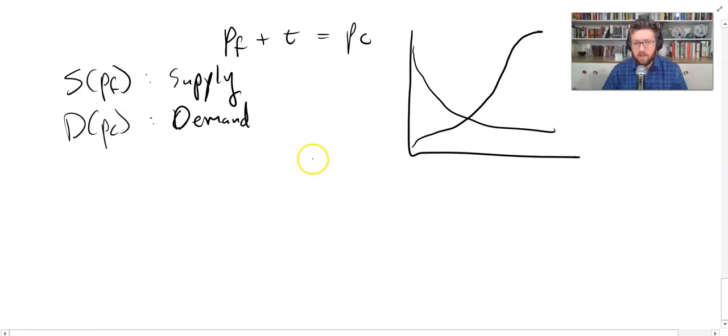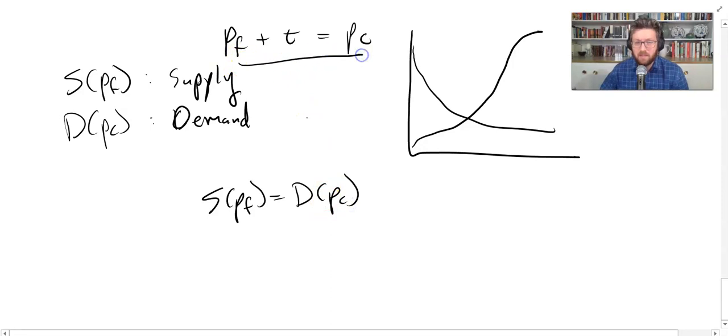What happens to the price firms receive and the price consumers pay when we impose a tax? So we know that supply equals demand at any equilibrium. So let's start with this condition. Next up, we know that PF plus T is equal to PC. So let's put everything in terms of PF. We're going to substitute out PC and write PF plus T in there.